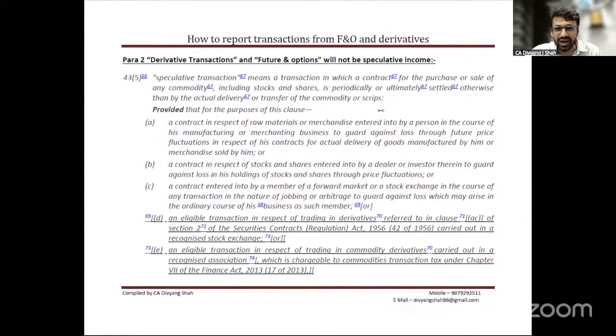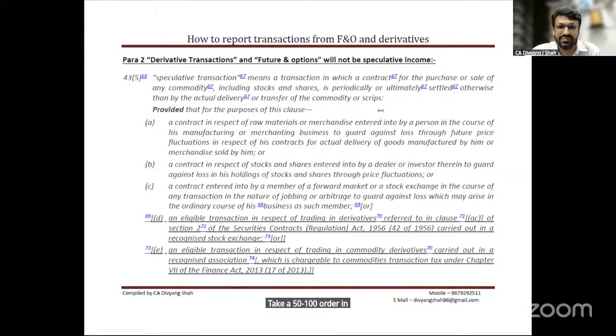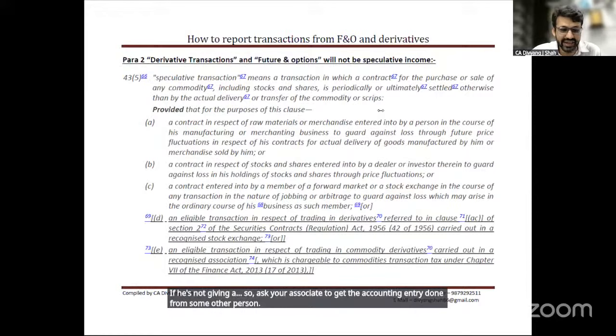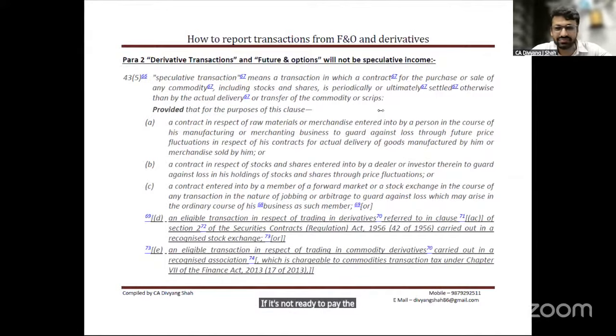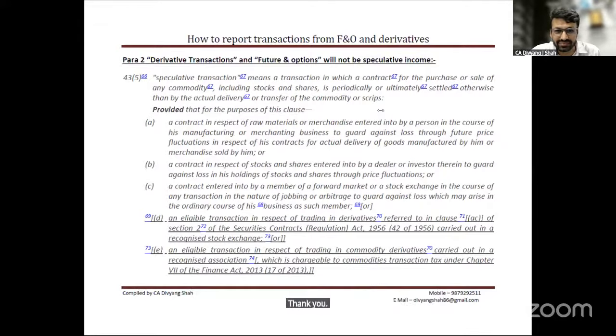Okay, Nikhil Jain: how to maintain accounts if the number of transactions is 1000, because everyone takes 50, 100 orders in a day? I think you should charge more. If he's not ready to pay, ask your assessee to get the accounting entries done by some other person. In that case, I don't have much option. You have to record it. Thank you, Shreya, for answering.